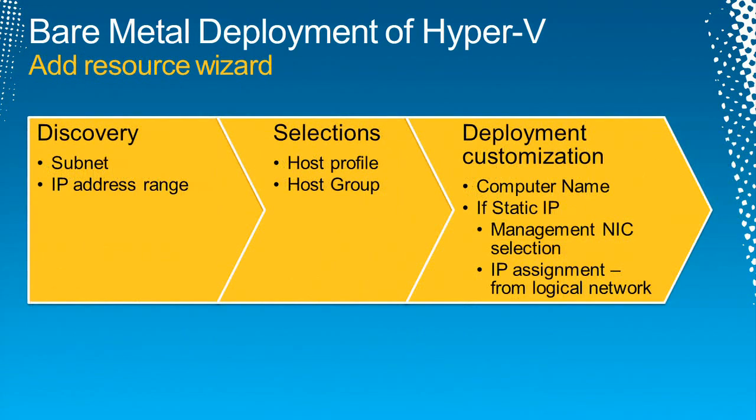So now that we have the host profile created, now we'll go through the add resource wizard. We're going to provision out a host. So the VHD that you use for host provisioning, some people ask me, well, what's the best way to create this image? What's the best way to do this?